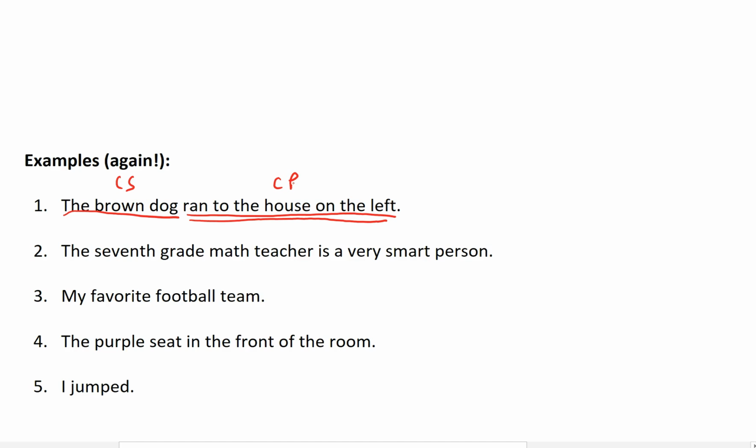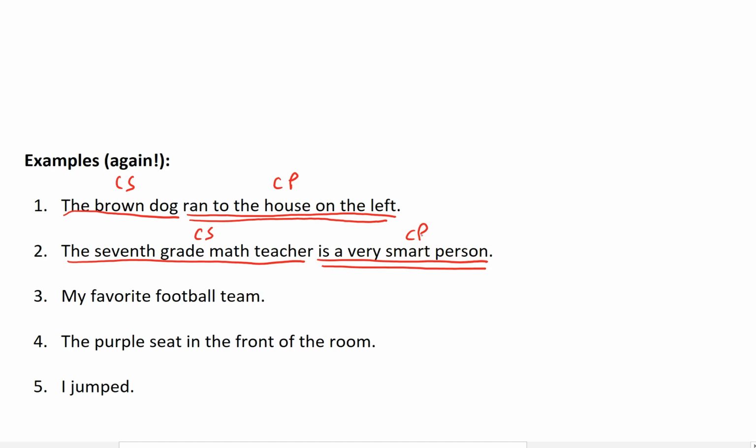Try to do number 2 right now. Hit pause. Okay, so the complete subject is the 7th grade math teacher. That tells me everything I need to know about that subject, the simple subject, which is teacher. And then the complete predicate is a very smart person.